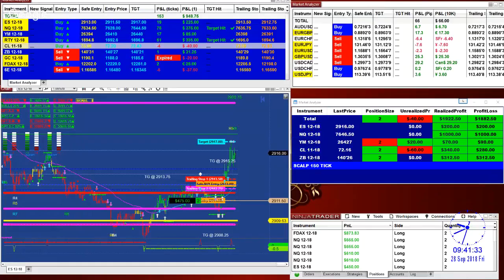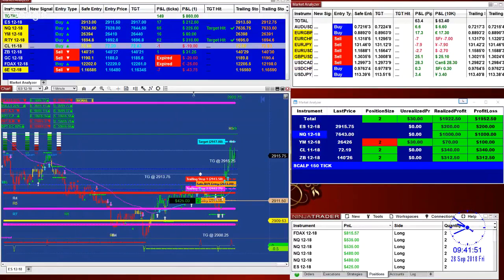Then each one of them, you get the entry and the target, and on the pullback re-entry, you get those numbers. Then you have the P&L based from the last entry signal. And then you have the P&L and target hit or not. As an example, ES just hit the target.